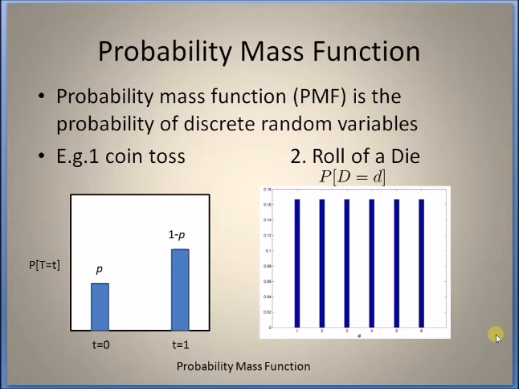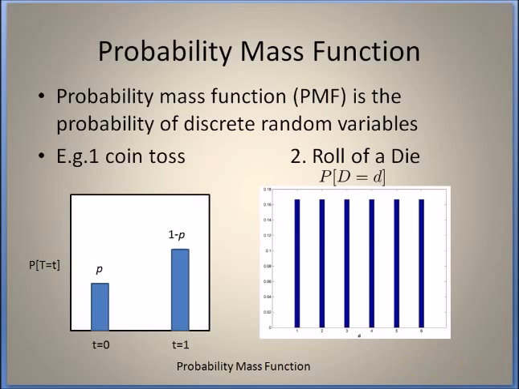Now we can assign a value 0 for the first outcome, that is heads, and a value 1 for the second outcome, that is tails. And then if the probability of the first outcome, that is heads, is p, then the probability of the second outcome is 1 minus p. Then the probability mass function in this case has two values, that is p for t equal to 0 and 1 minus p for t equal to 1.